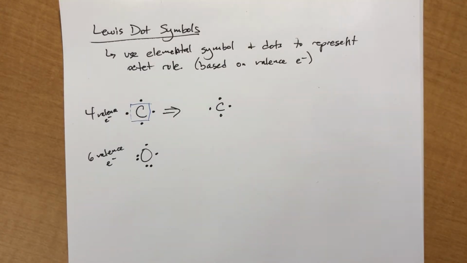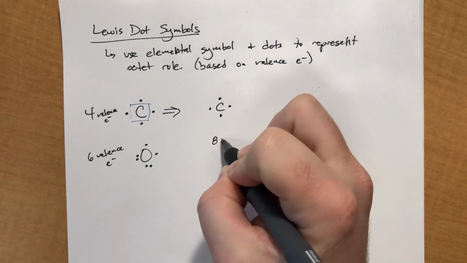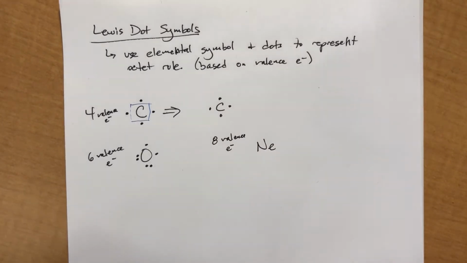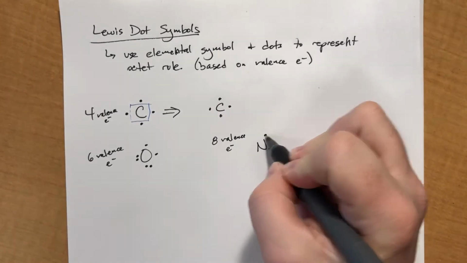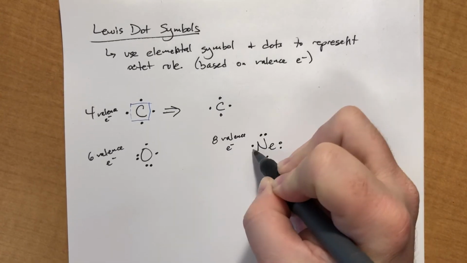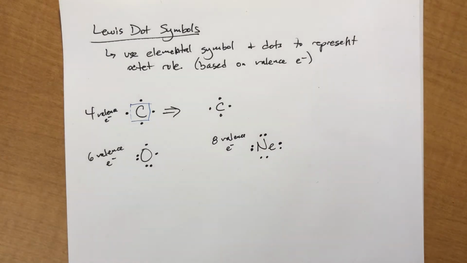Okay. If you had something like neon, this has 8 valence electrons. So this would be meeting the octet rule. It would have all 8. So 1, 2, 3, 4, 5, 6, 7, 8. And this is what it would look like if it had a full octet. Okay, so it's just a way of visualizing the octet rule. It's really not that complicated. It's actually really, really easy.